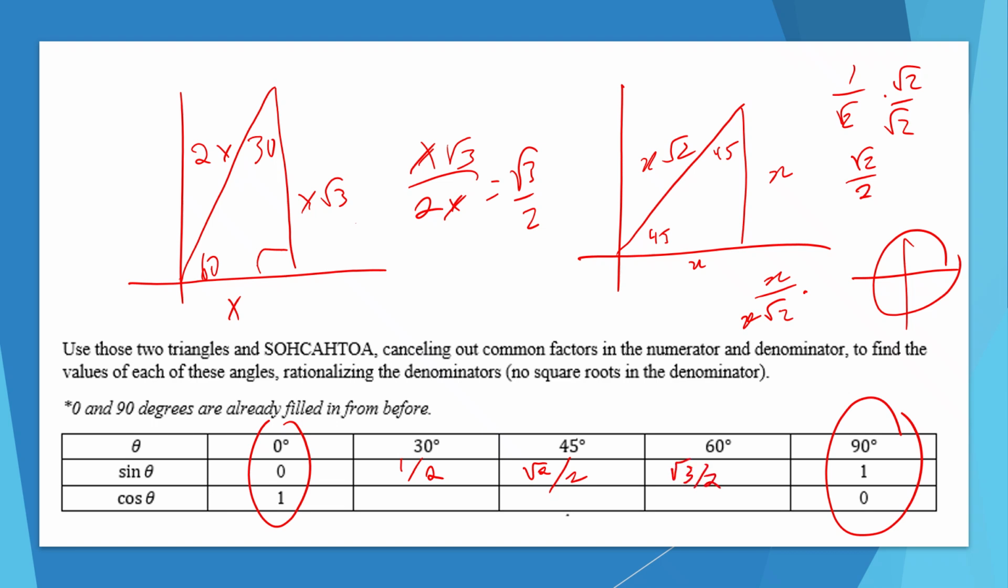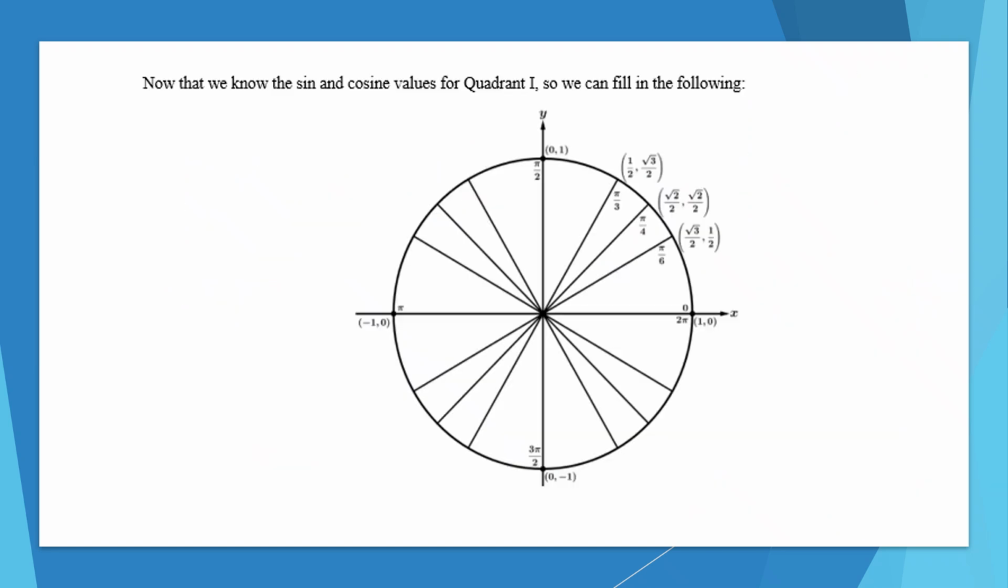And then once you have your values for sine, you can simply flip them around to get root 3 over 2, root 2 over 2, and then 1/2 for the cosine values as well. Or you can take a look at the triangles too and do adjacent over hypotenuse for each one.